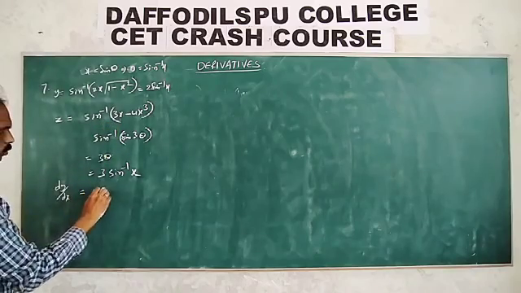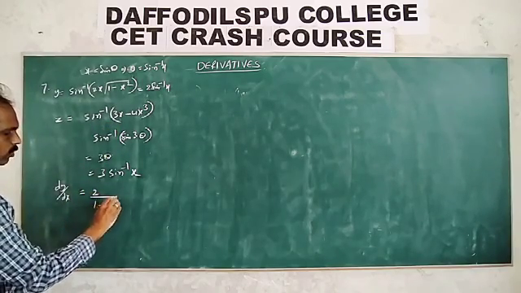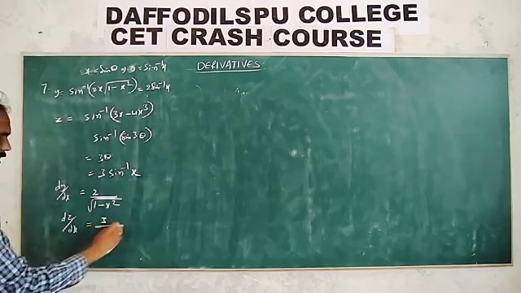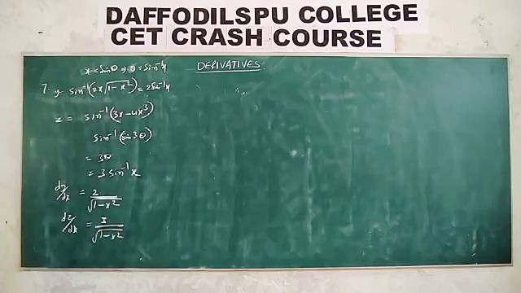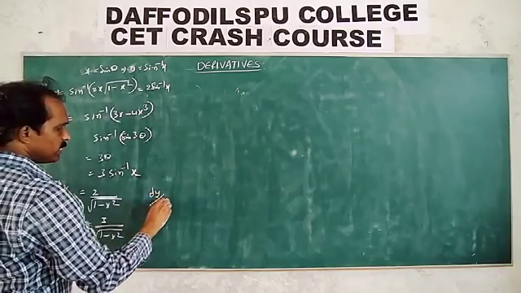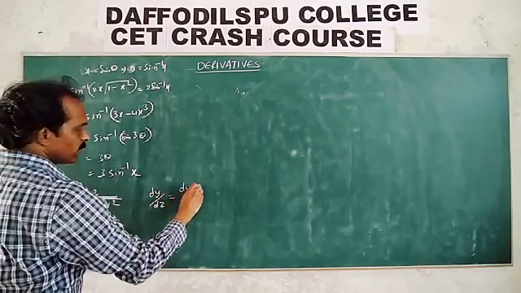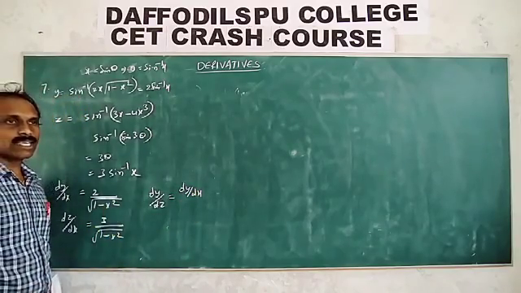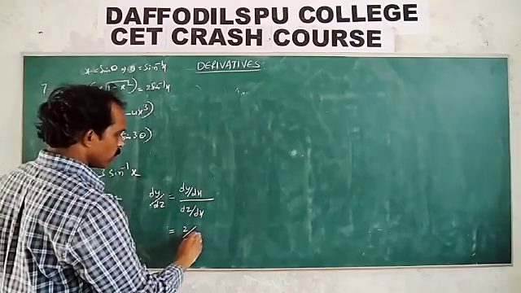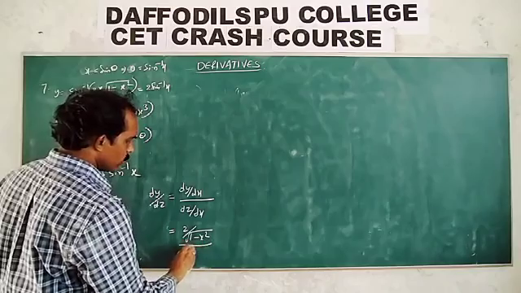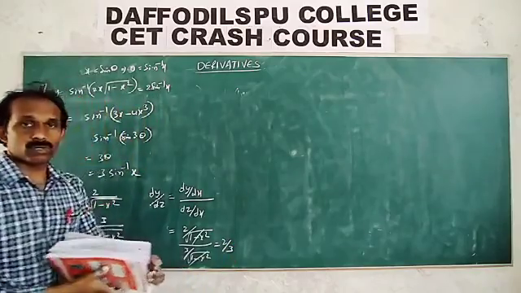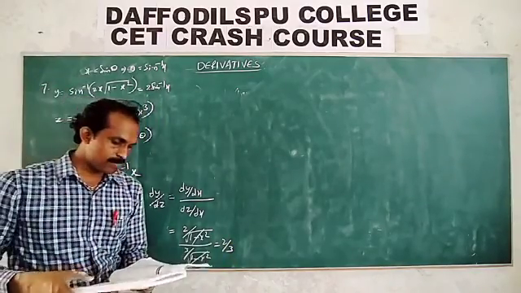Now, the derivative: dy by dx is 2 by square root of 1 minus x square, and dz by dx is 3 by square root of 1 minus x square. Therefore dy by dz is equal to dy by dx divided by dz by dx, with dz by dx as the denominator: 2 by square root of 1 minus x square divided by 3 by square root of 1 minus x square. This cancels, and the answer is 2 by 3. So the first option is the correct answer.